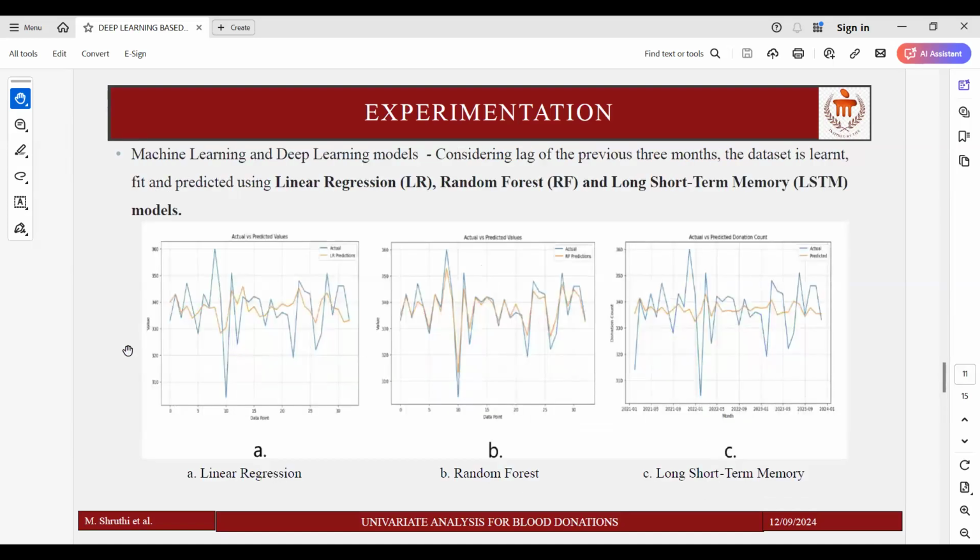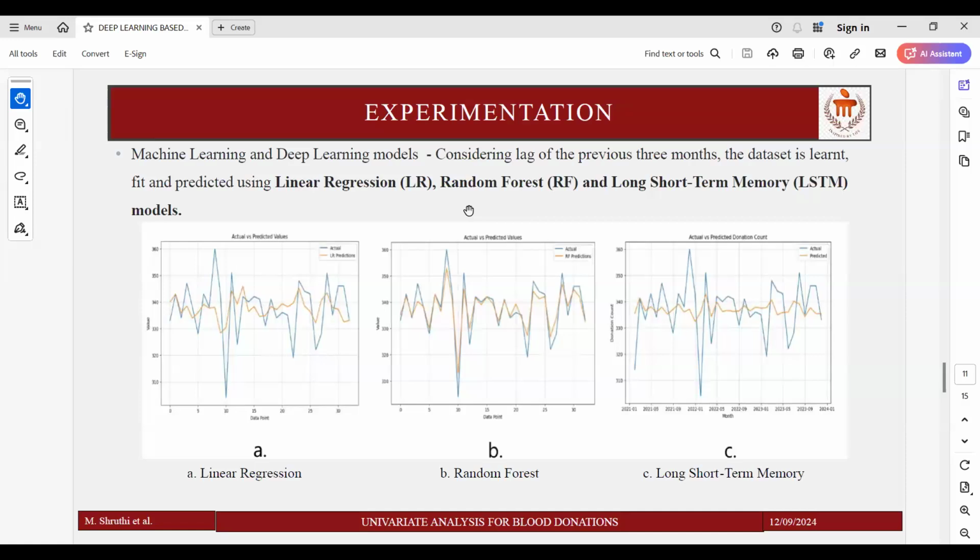Finally, experimentation was also done using machine learning and deep learning models, wherein linear regression, random forest, and long short-term memory were considered. Because these are supervised learning methods, a lag of the previous 3 months was considered. It cannot predict based on a single variable. So the first 3 months were used to predict the fourth month: 1, 2, and 3 predicting the fourth month, 2, 3, and 4 predicting the fifth month, like this. So a data set was made with a lag of the previous 3 months.